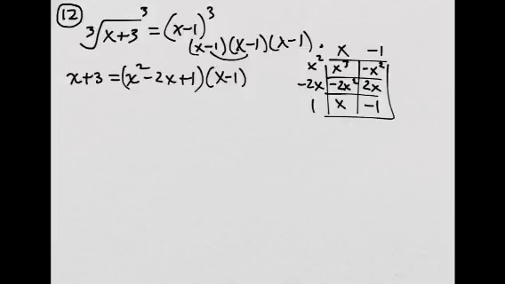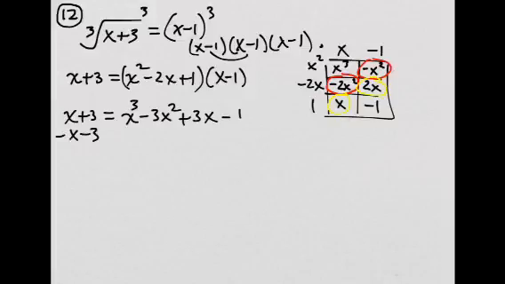So combine like terms, this one and this one. So x plus 3 equals x cubed minus 3x squared. And then this one and this one are like terms, so that's going to give you plus 3x minus 1. We're going to subtract x and 3 from both sides.